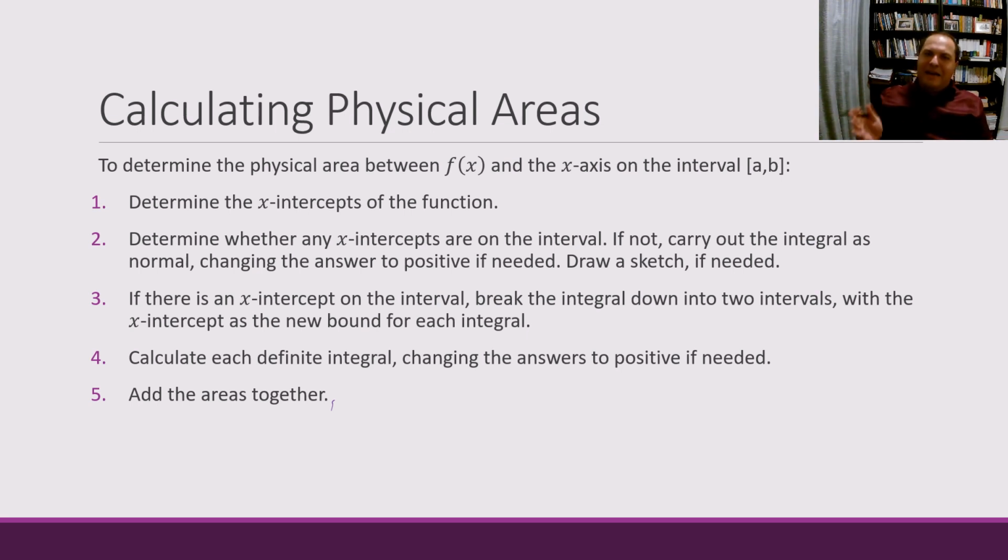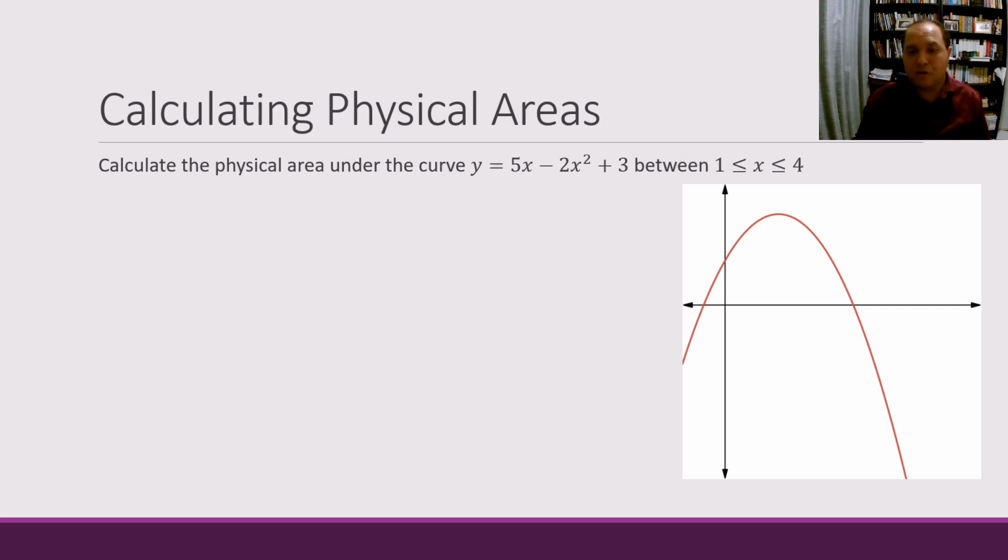But if there are x-intercepts on that interval, we basically need to break our integral into two smaller integrals with that x-intercept point being our bound. And once we've done that, we can change the areas to positive, add them together and get our physical area. Alright, so now let's look at an example.